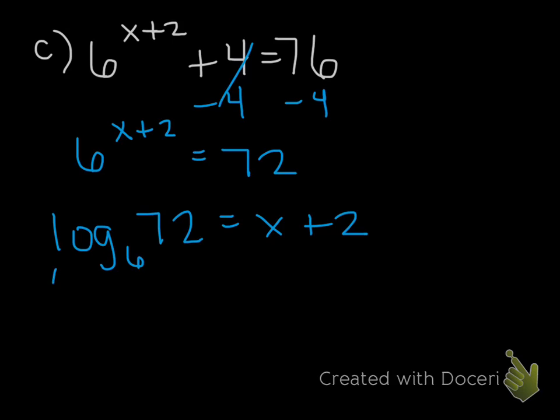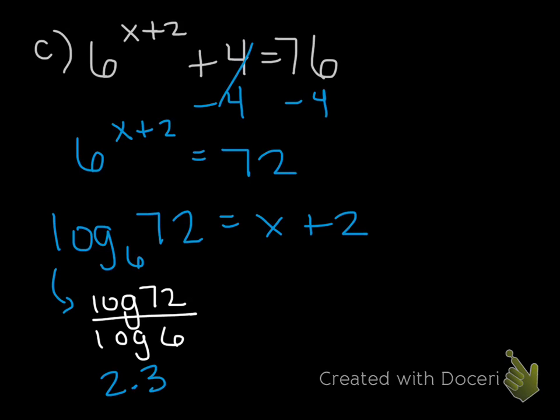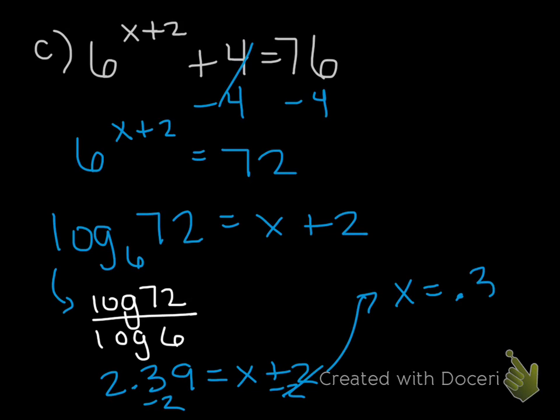The left-hand side, again, the way you have to type this in the calculator will be log 72 divided by log 6. When you do that, you will get 2.39. But this time, x is still not by itself. It's 2.39 equal to x plus 2, so I have to subtract 2 to both sides. When I do that, I will get x equals 0.39.